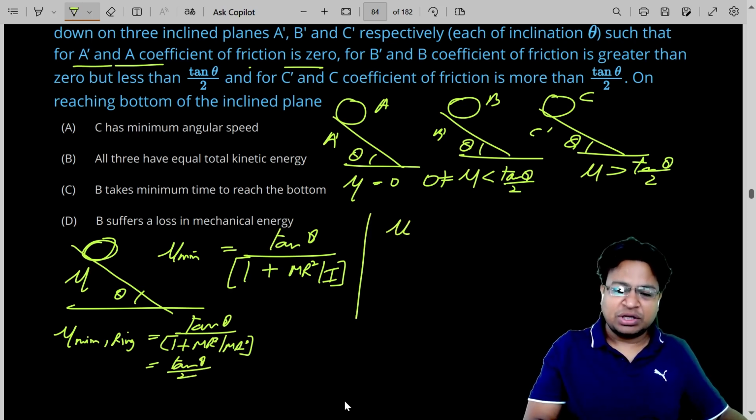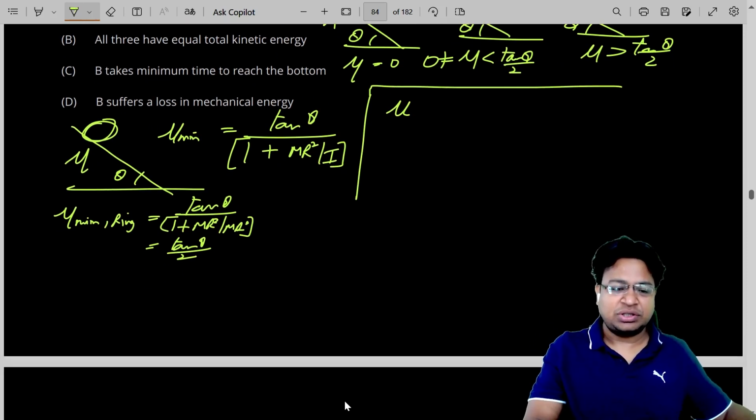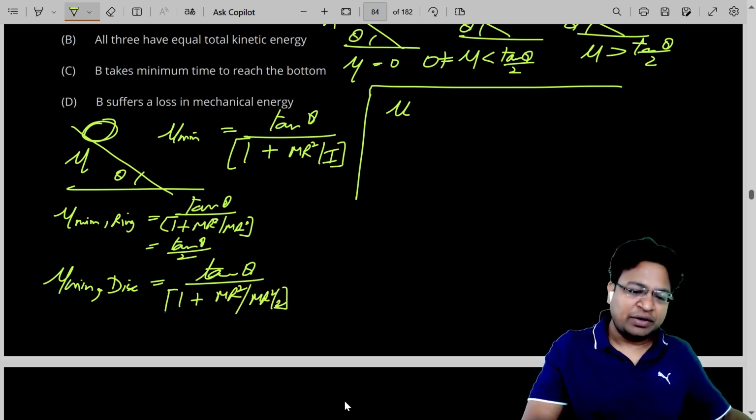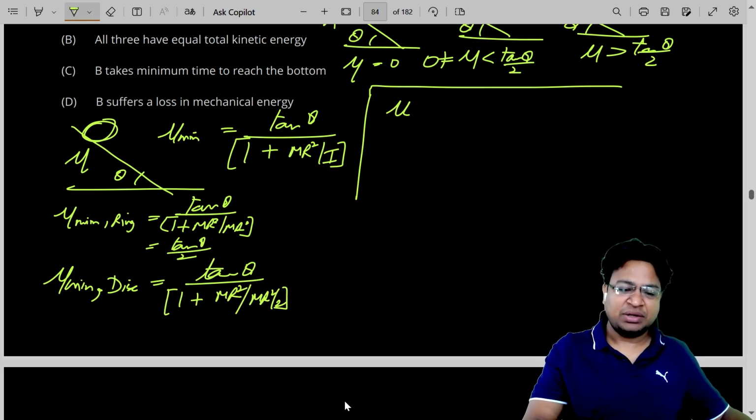What about if we were talking about a disk? Okay, let me use this disk. What about if I want to calculate the minimum coefficient of friction needed for a disk? Then that would be tan theta divided by 1 plus mr square divided by mr square by 2. All right, which will become what? 1 plus half, 3 by 2. So it will become 2 by 3 into tan theta.